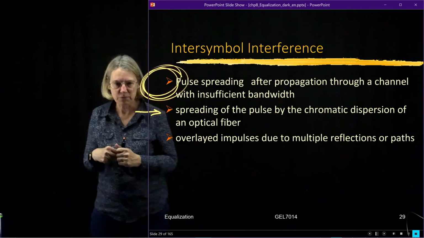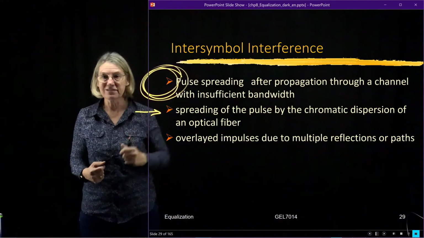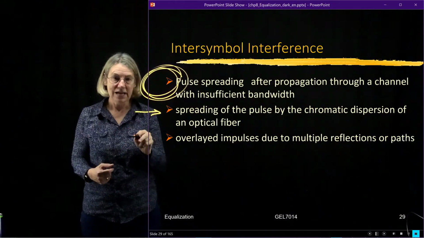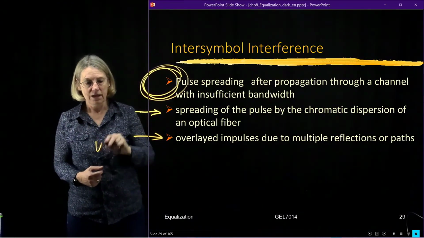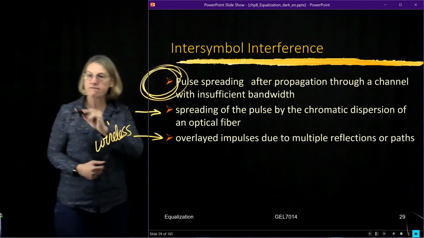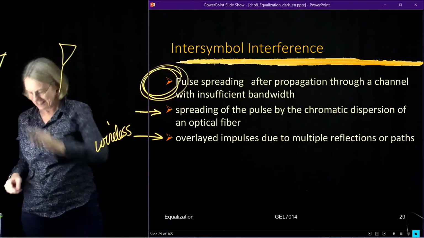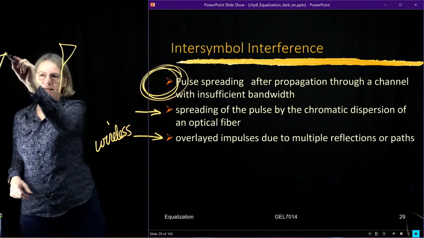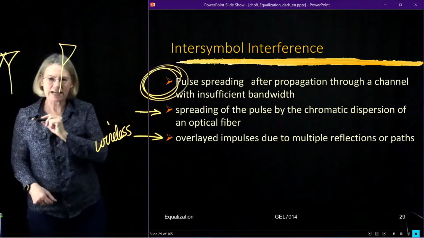So it's called chromatic dispersion. And another place that we see intersymbol interference occur, very, very common, is in a wireless channel. And in a wireless channel, we will have many reflections. So think of it. You have two antennas. Let's just put it over here. So we have two antennas.